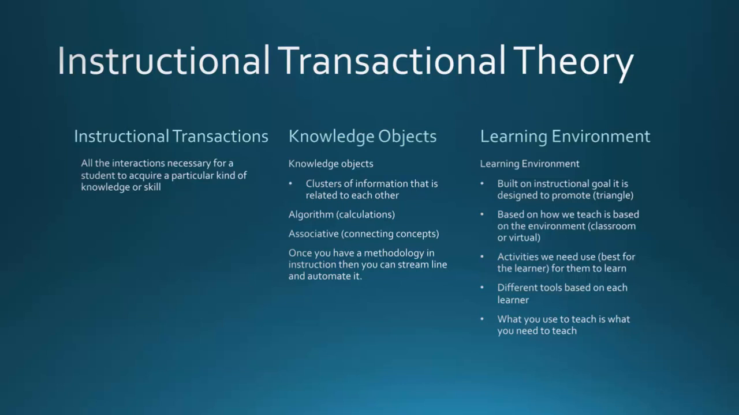Then we discuss the activities. These activities are going to be what's best for the learner. These mean that the different tools could be Kahoots, it could be paper and pencil, it could be whatever the learner needs. And what you use to teach is what the learner needs. And each learner is going to be different in what they might need for their learning environment.